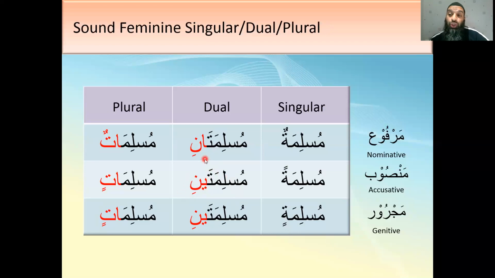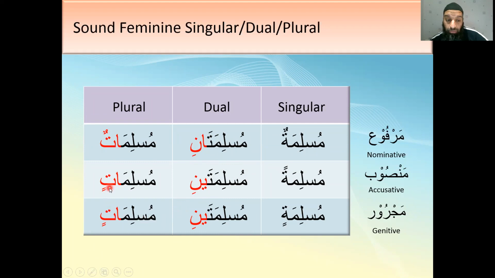Muslimataini means two women again, but in mansoob case. So muslimatani, muslimataini both mean two women. The only difference is the case. This one is marfu and this one is mansoob, and majroor is the same as mansoob. So both of them are muslimataini.